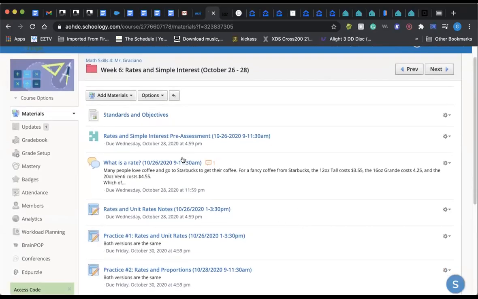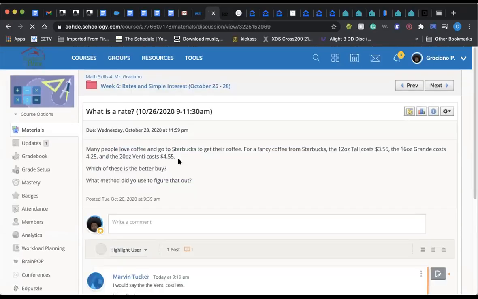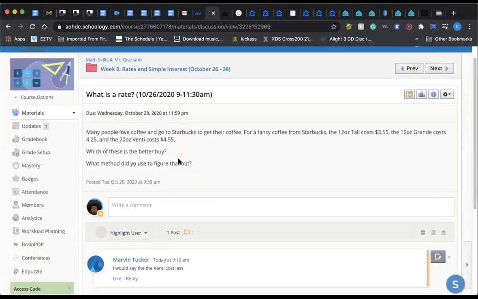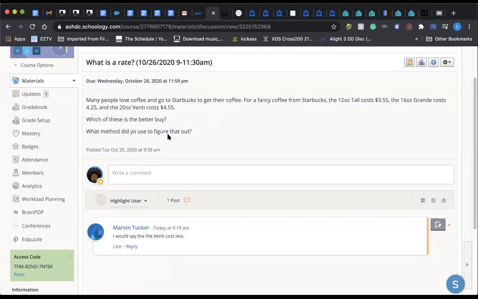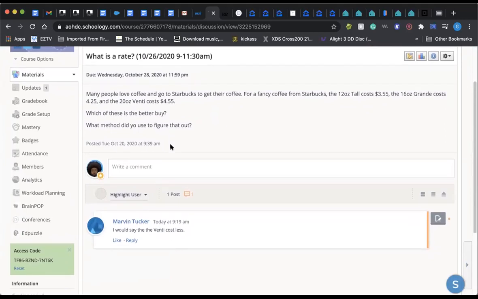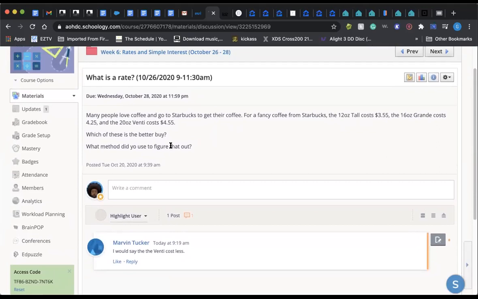So we have the discussion post here, what is a rate, right? And it says here that many people love coffee for some reason. I don't know why people like coffee, but a lot of people love coffee. And they go to Starbucks to get their coffee, which is also another crazy thing to me. I don't know why people do that.